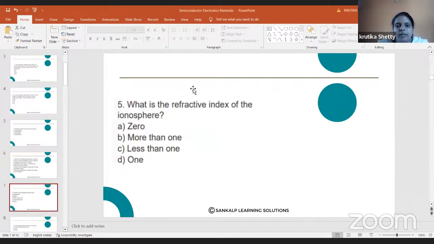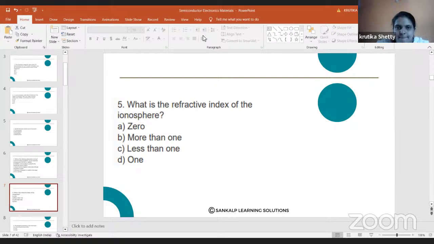What is the refractive index of the ionosphere? So here in the ionosphere, whatever the light rays are incident on the ionosphere, it will get refracted back. So we want the reflection phenomenon from the ionosphere. For reflection, the refractive index should be 0, more than 1, less than 1, or it should be 1.